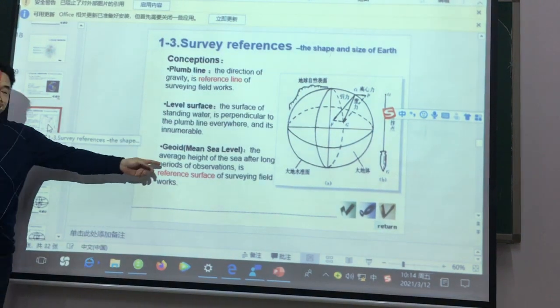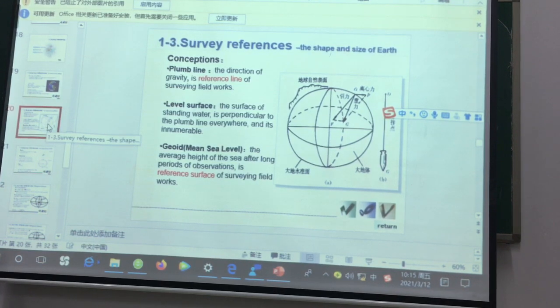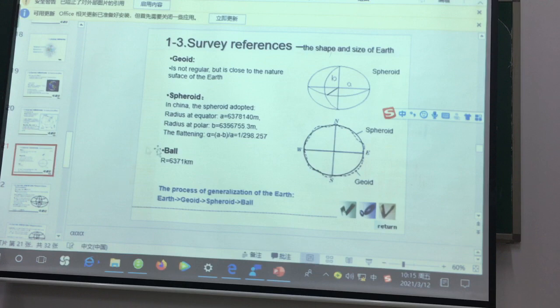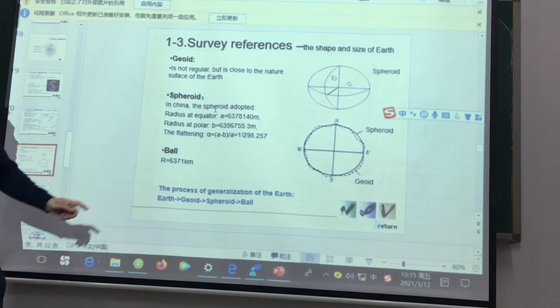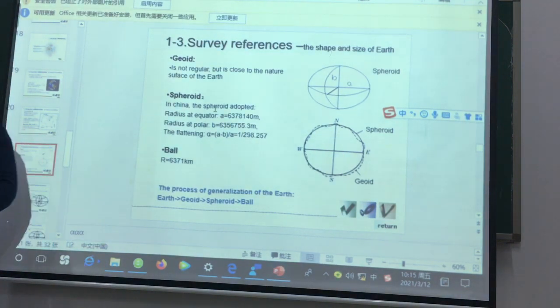line and the reference surface. For field work, we use the gravity line as the reference line and the geoid as the reference surface. But for computation, in homework, we use the spheroid surface as the reference surface and use a line perpendicular to this surface as the reference line to compute.